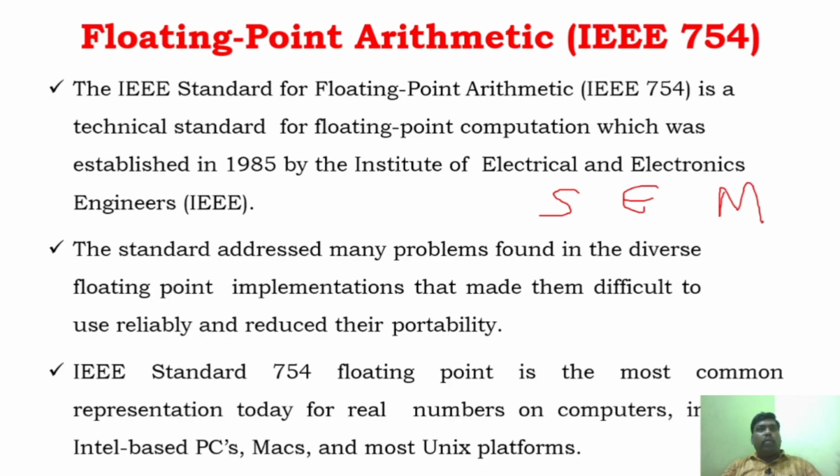And I have already explained the different types of normalization, and by now it should be very clear that there is only one normalization practiced right now, which is implicit normalization. That is, representing the floating point number as 1 dot, that is the implicit representation, correct?